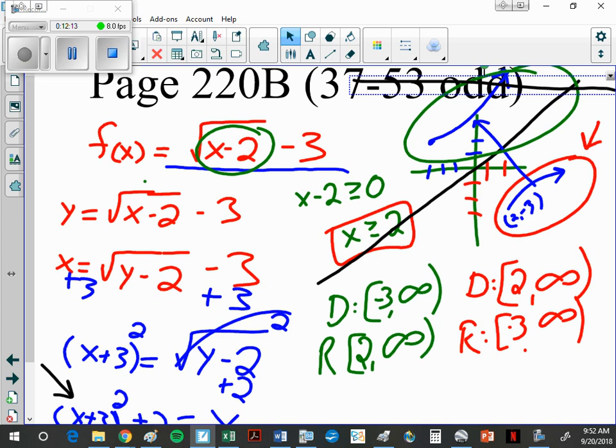So range, once you get really good at graphing, you can do the range in your head, but I don't know that you guys are there yet. So you might just have to graph it to find the range.